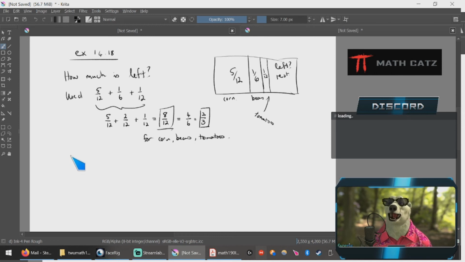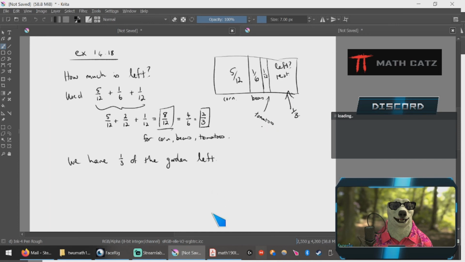So now what is left? To calculate what is left, oh no, I don't even need to calculate it, right? It's right there. I just take it away from one full garden. So we have 1/3 of the garden left. So this is 1/3.